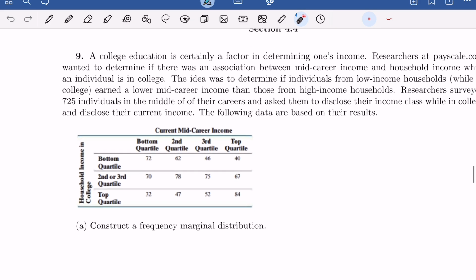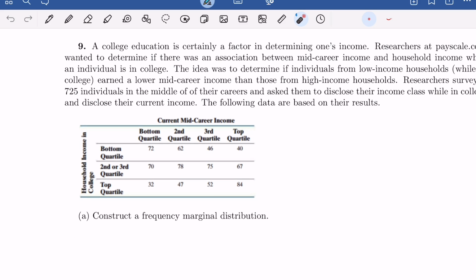So the data is based on these results here. So this is what's called a contingency table, which relates two categories of data. We have our household income in college and then current mid-career income. So for part A, we want to construct a frequency marginal distribution. To do so, we're going to take the totals of each row and each column.